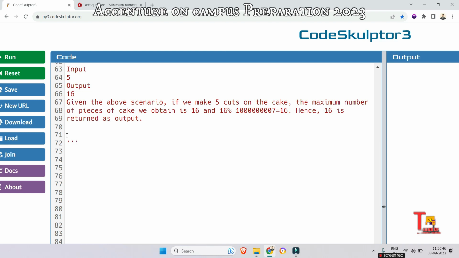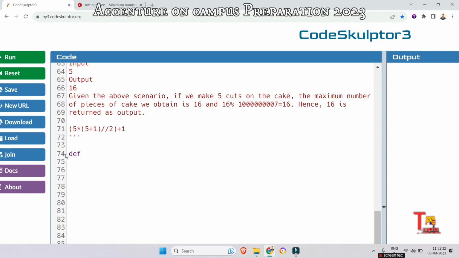And we can obtain the maximum number of pieces by a formula. If the number of cuts is 5, then the maximum number of pieces is 5 multiplied by (5 plus 1), divided by 2, plus 1. So 5 plus 1 is 6, 6 multiplied by 5 is 30, 30 divided by 2 is 15, plus 1 is 16. This way we get the maximum number of pieces possible with 5 cuts. Okay, let's go to the solution part.